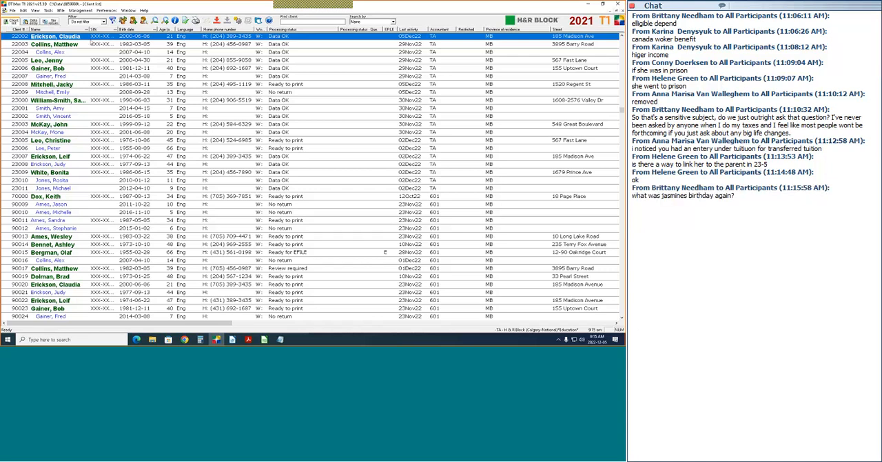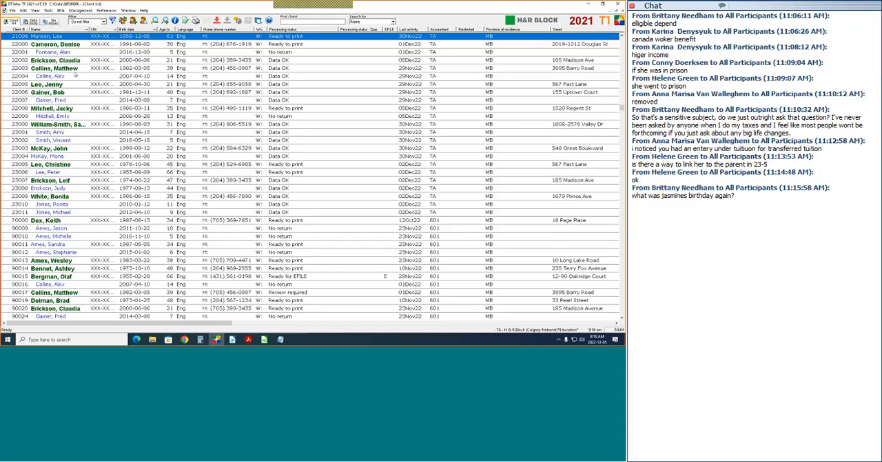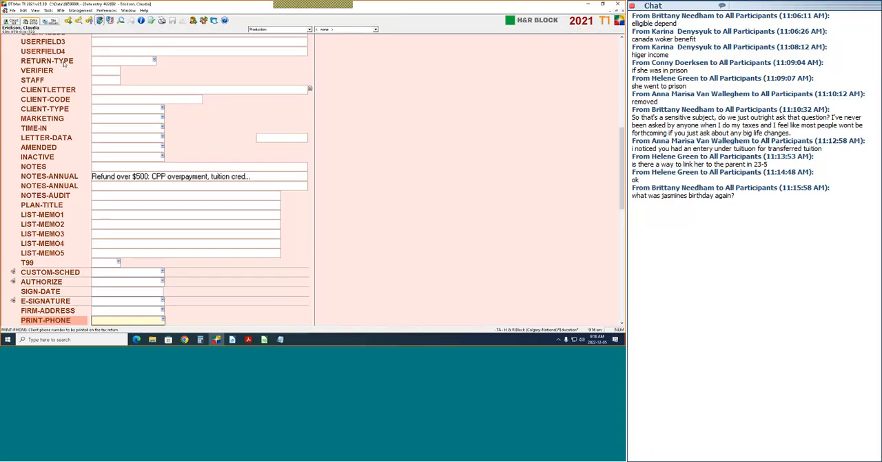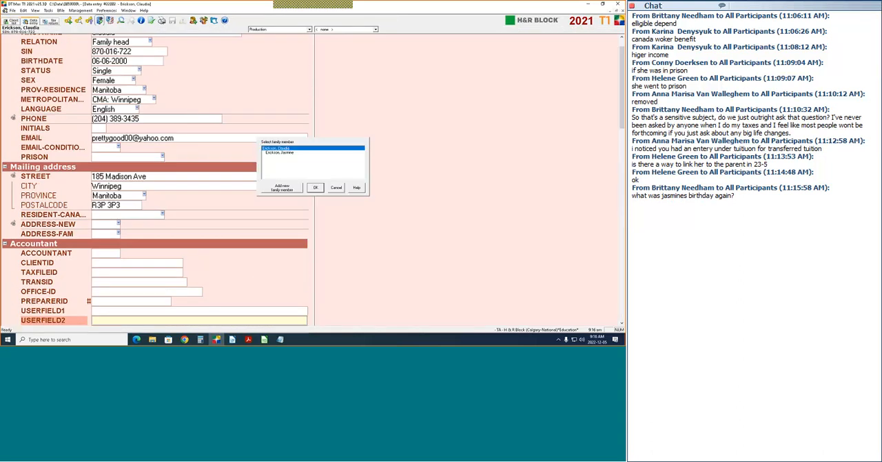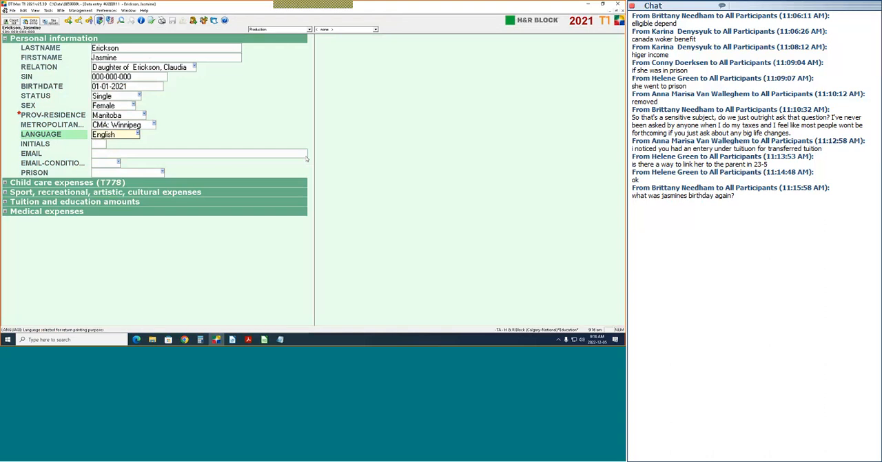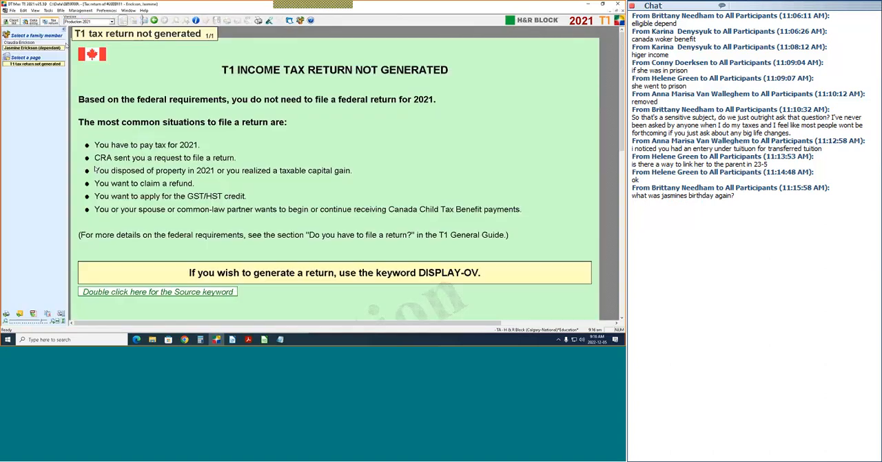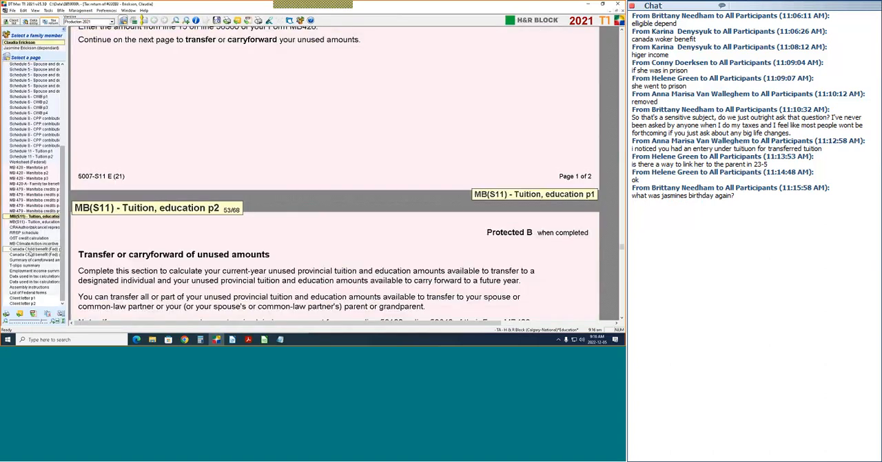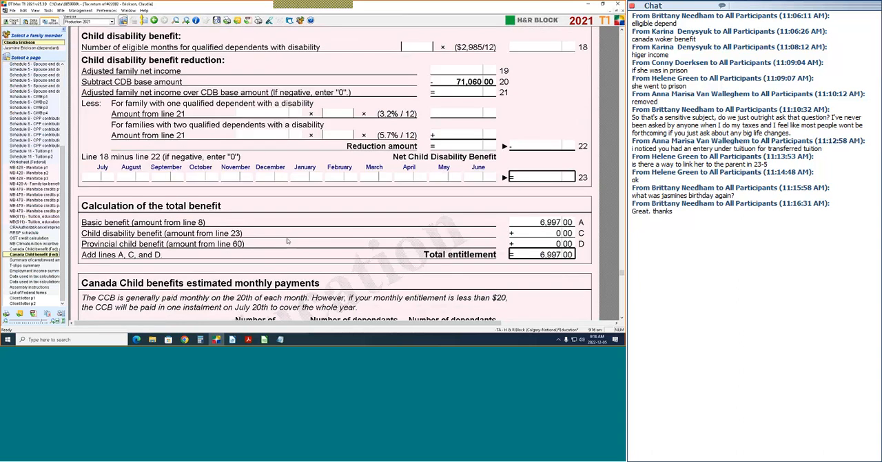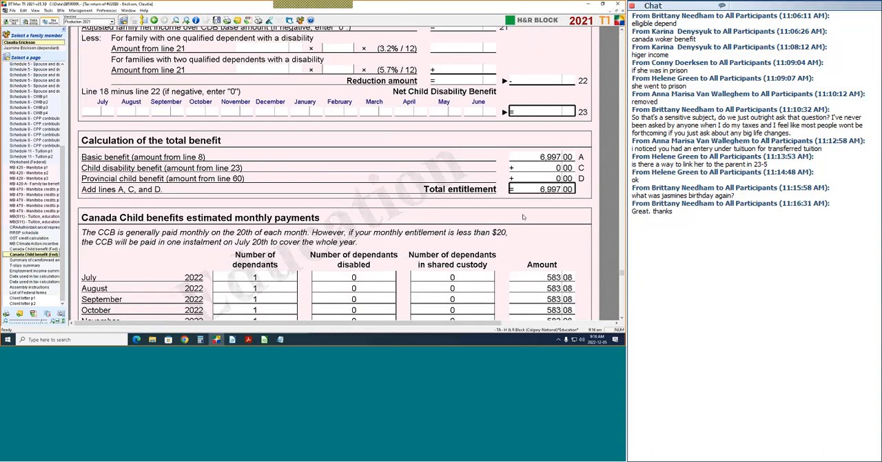Okay, I'm going to enter another. What was Jasmine's birthday again? Yes, so some of you may have caught the fact that I made a mistake when I did it the first time. Jasmine's birthday in this one is January 1st, 2021. Let me make sure I got that right. Claudia Erickson is connected to her daughter Jasmine. She was born January 1st, 2021, at the beginning of the year, which of course will give us a Canada Child Benefit, a total entitlement of $6,997.